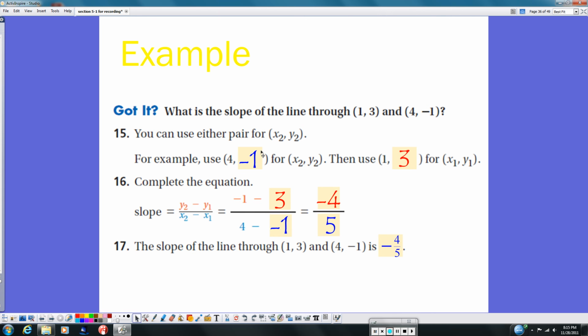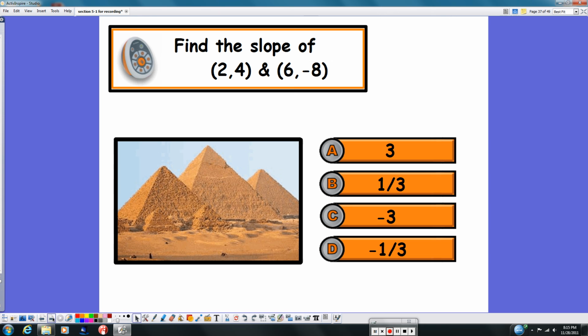We need y2, so this is our y2, minus y1, which is 3, over x2, which is 4, minus x1, which is 1. So negative 1 minus 3 is negative 4. 4 minus 1 gives me 3. So our slope is negative 4/3.